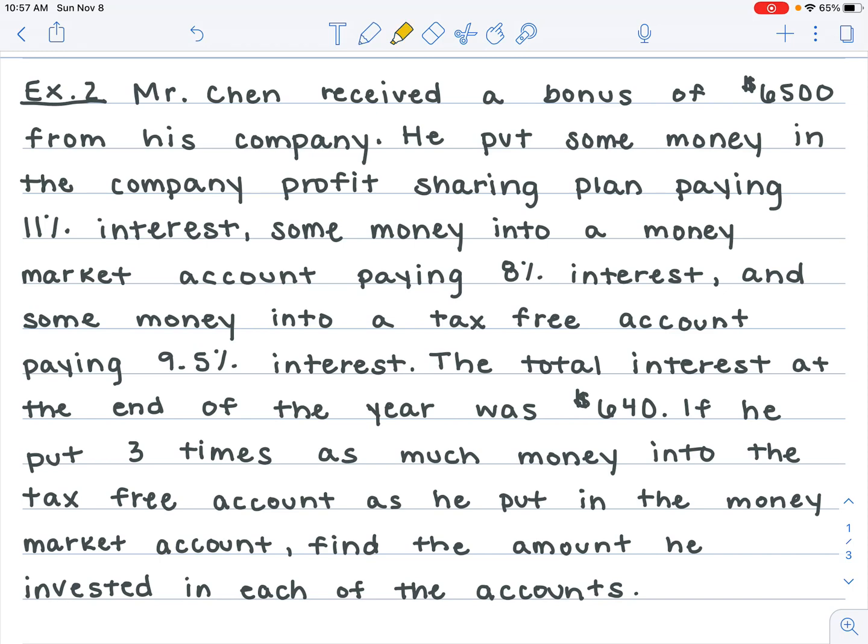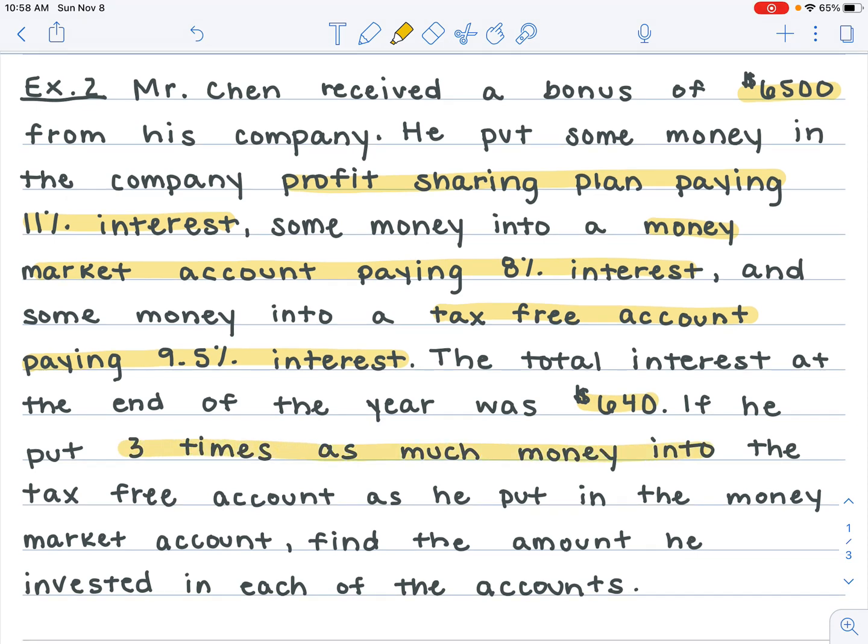So it says he receives a bonus of $6,500 from his company. He put some money into a profit-sharing plan, paying 11% interest. He put some money into a money market account, paying 8% interest, and some money into a tax-free account, paying 9.5% interest. The total interest at the end of the year was $640. If he put 3 times as much money into the tax-free account as he put into the money market account, find the amount he invested in each account.